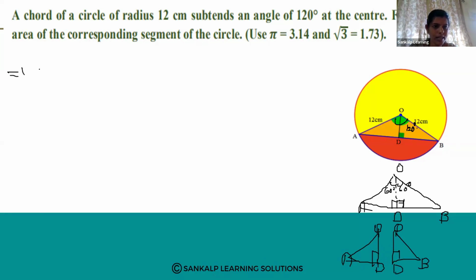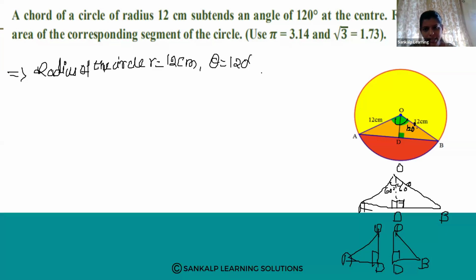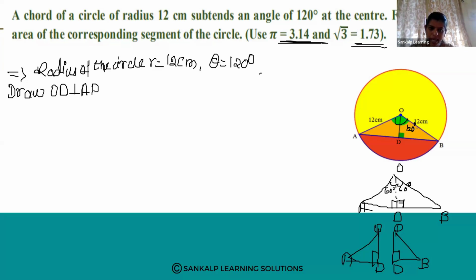Okay, so radius of the circle r is 12 centimeter, right? And angle theta is 120 degree. Okay, now use pi is equal to 3.14 and root 3 is 1.73. Okay, yes. So now draw OD perpendicular to AB. Okay, draw OD perpendicular to AB, right?